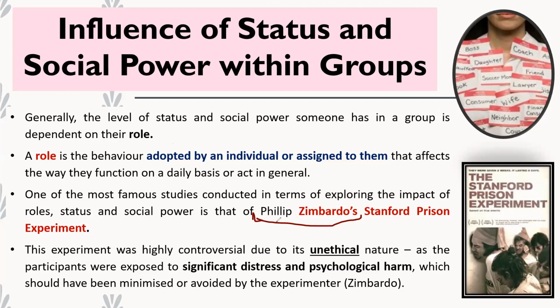Zimbardo thought it would be interesting to turn the basement of the science department at Stanford University in America, where he worked, into a mock prison. A mock prison means a place that's not actually a prison, but just set up to look like one. He wanted 2 roles: half of his participants to be prisoners, and the other half to be prison guards, or security guards, whatever you want to call them. He had those 2 groups in his study.